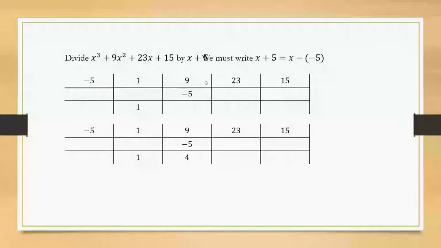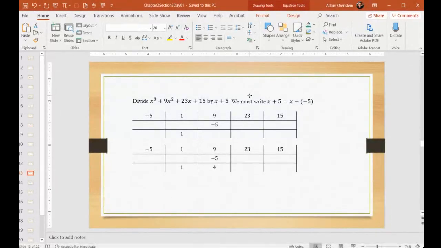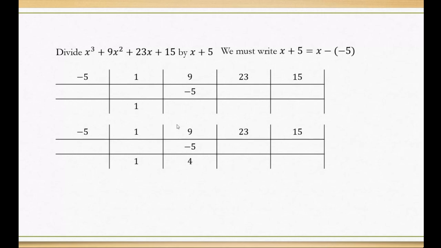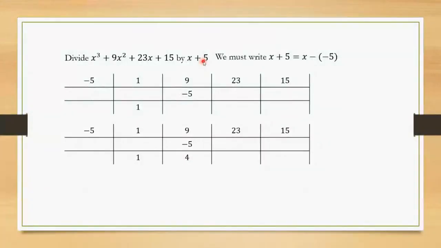So let me fix that so they don't overlap each other. Okay, here there's something different I'm doing, as you can see. Notice that we're dividing by x plus 5. Because of that, what we do is we can write this as x minus -5.